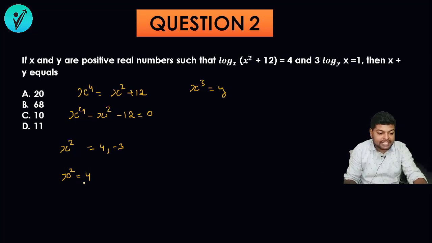So again, if you are saying that x square equals 4, then I'll have the value of x as plus or minus 2. But they have clearly stated that x and y are positive real numbers. Means minus 2 is again not taken. So the only value of x that will qualify is 2. Okay. So if you are taking the value of x as 2, y will become 8.